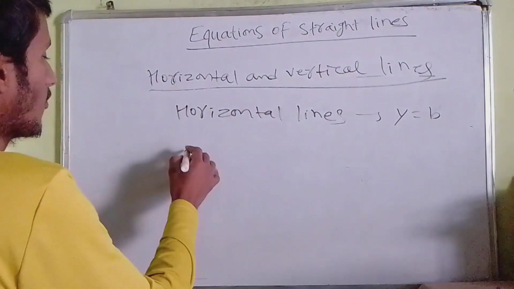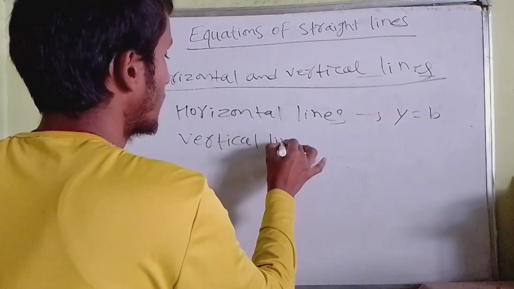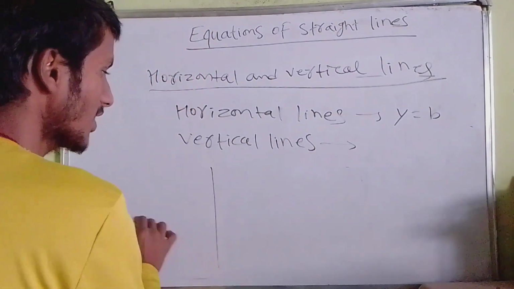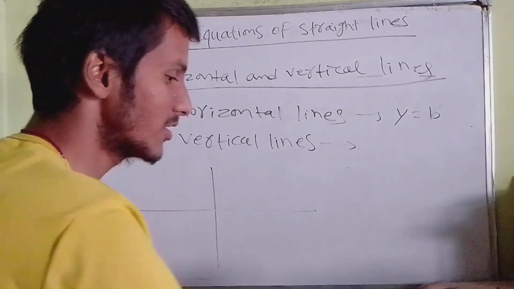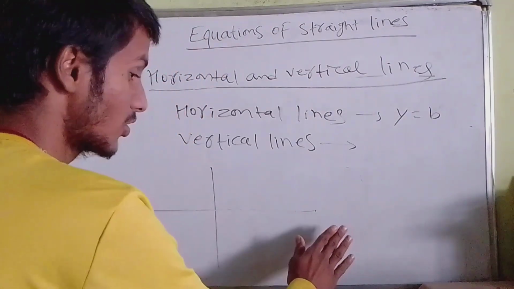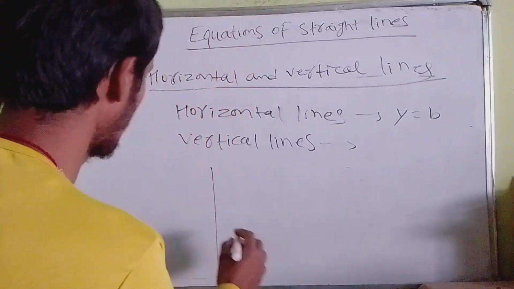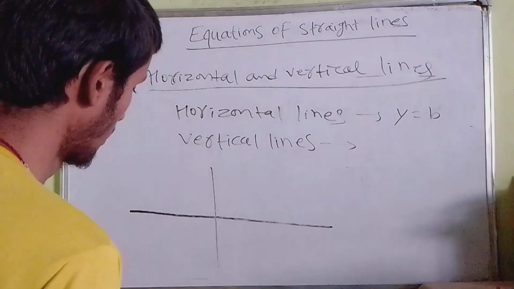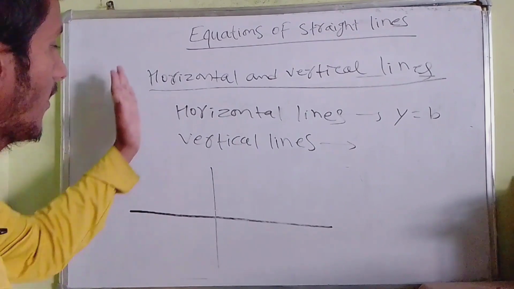This is it. For vertical lines, the equation will be, some of you might have got it already. If you haven't, pause the video and try to get your head around it, and maybe you could find it on your own without watching this further. Okay, so let's draw a vertical line now.